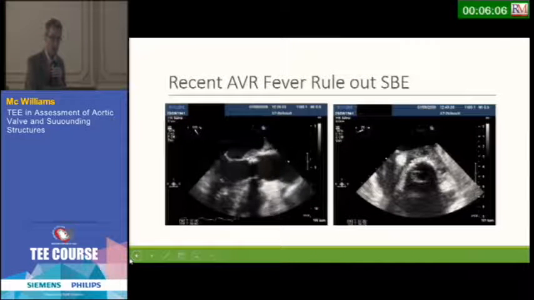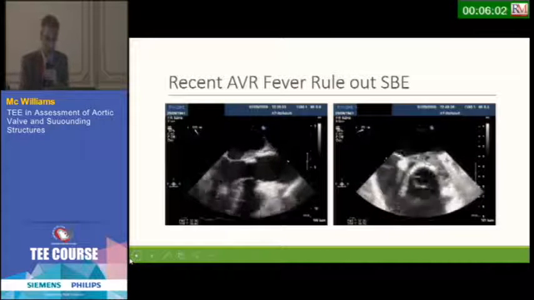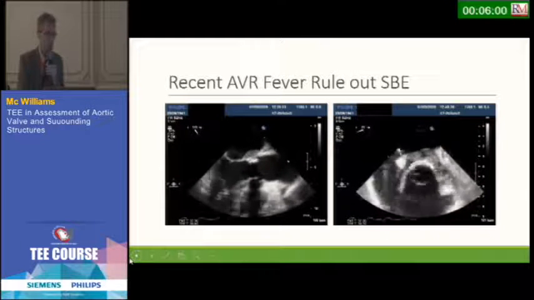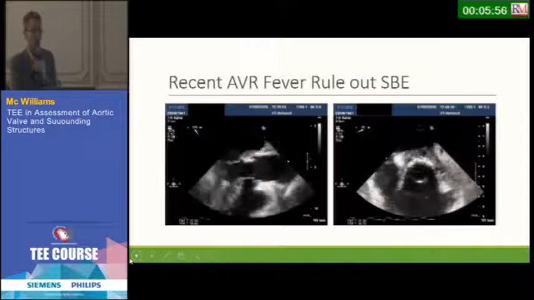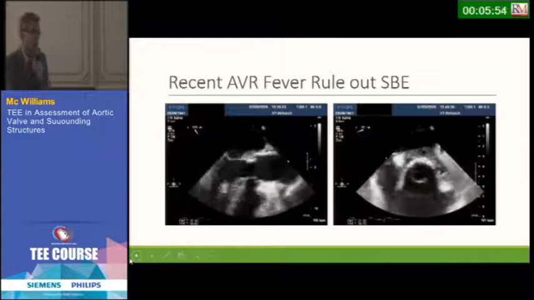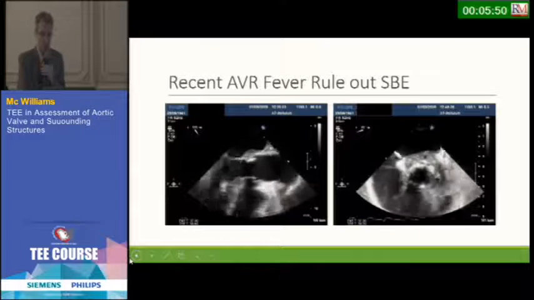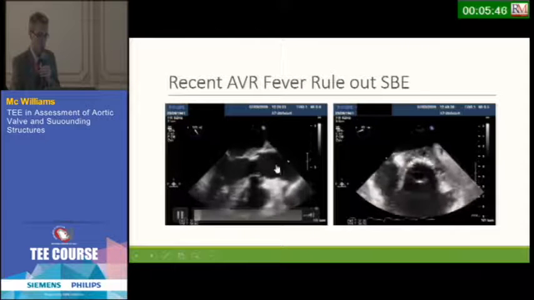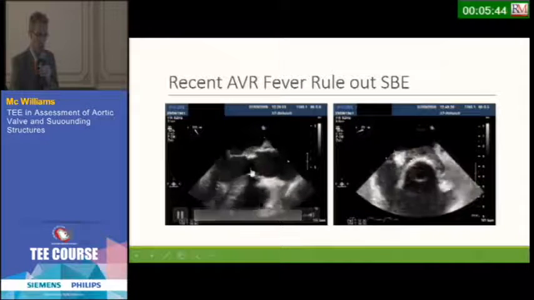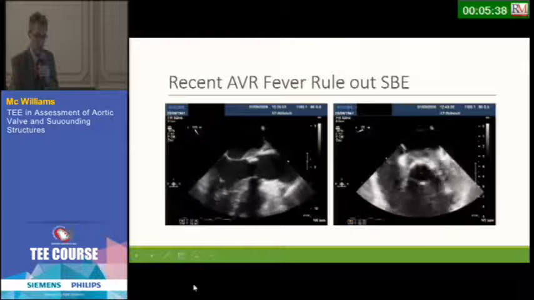This was a lady who had a recent tissue aortic valve for, I think, bicuspid aortic valve disease, and was doing very well, but then presented with a high fever. Blood culture was negative, and a TEE was asked to be done to rule out endocarditis. And there were no obvious vegetations on the valve. I won't show you all the images, but this was the tissue aortic valve. You can see the leaflets are mobile. It's a little bit hard sometimes to image the leaflets.